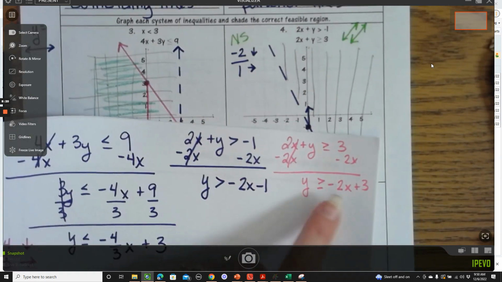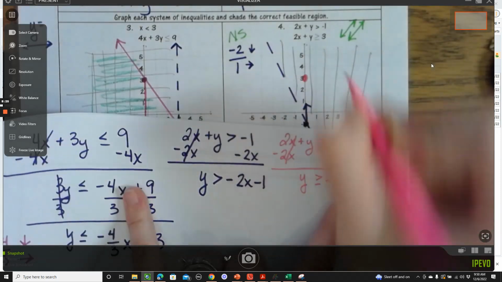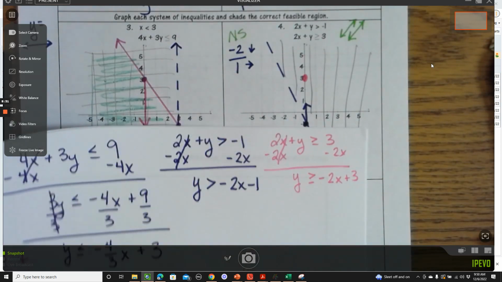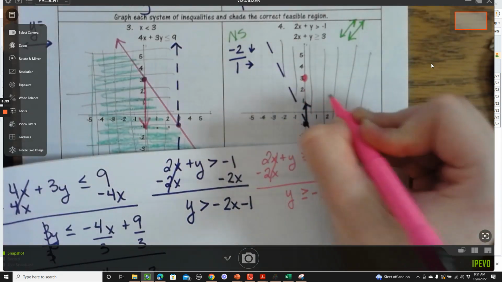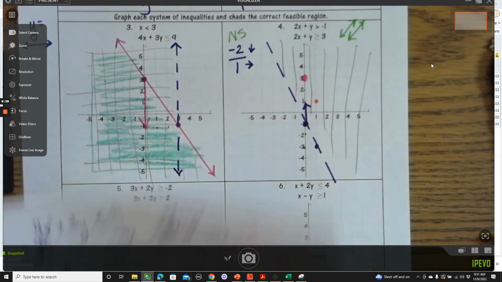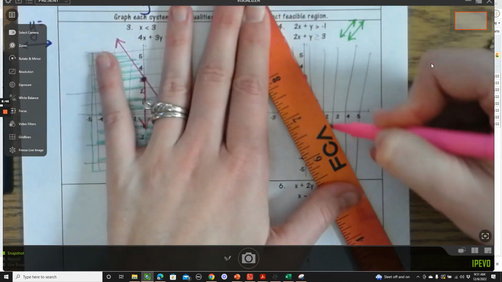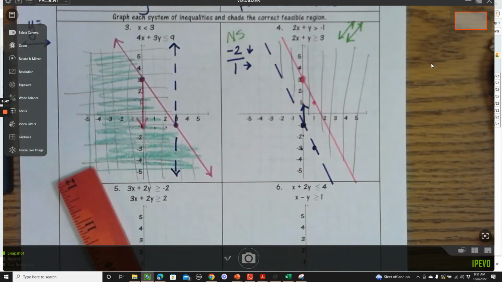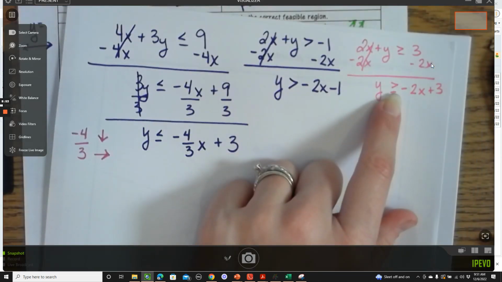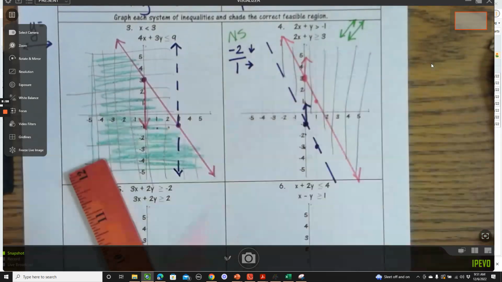All right, and my other line, negative 2x plus 3. Plus 3 tells me that's my y-intercept. The slope is the same. Down 2 over 1. Down 2 over 1. And then that one is a solid line. And then y is greater than or equal to, so find the y-intercept, greater than the y-intercept.